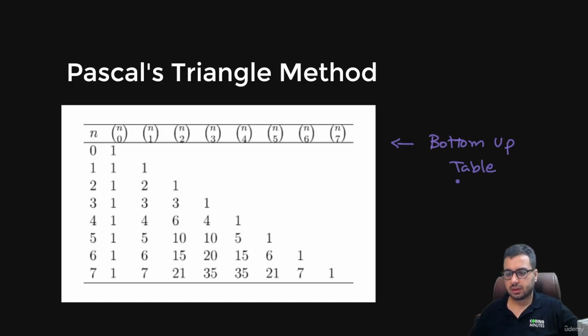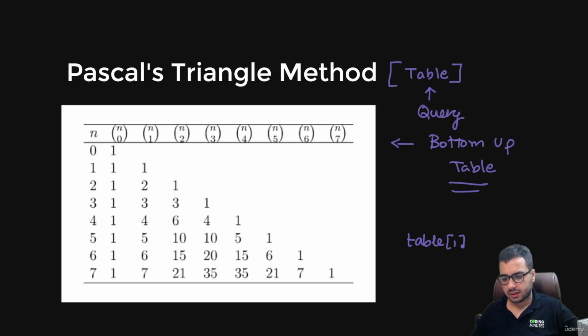Suppose you want to use binomial coefficients again and again, and you want to use multiple such coefficients. In that case, you can use this table based approach, and once the table is constructed, you can query it. Table of i comma j is going to give you the value of the binomial coefficient icj. We need to understand how this table is computed.